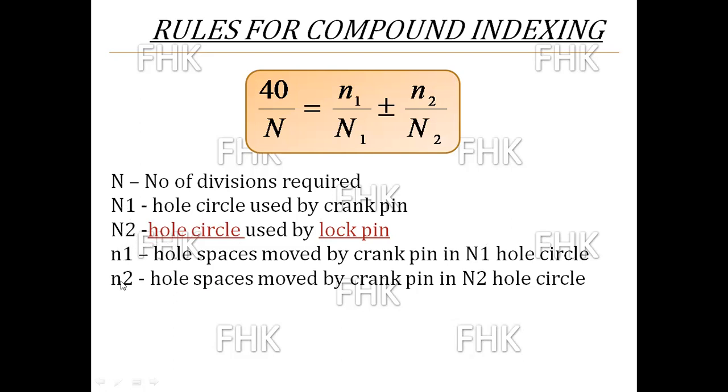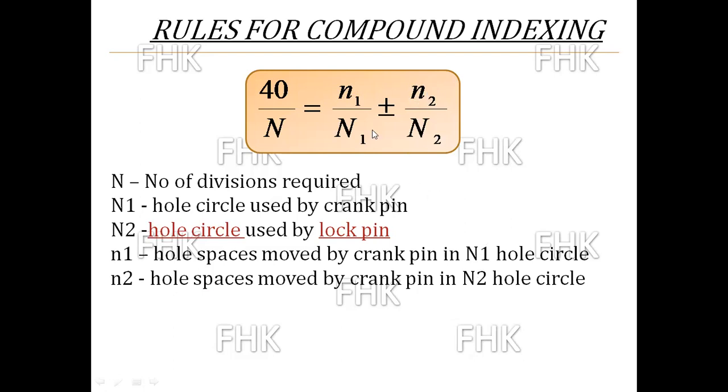And small n1 and small n2 is nothing but the number of holes that you are counting for giving the movement in the crank, and this is the number of holes that you are counting on the index plate along with the crank.